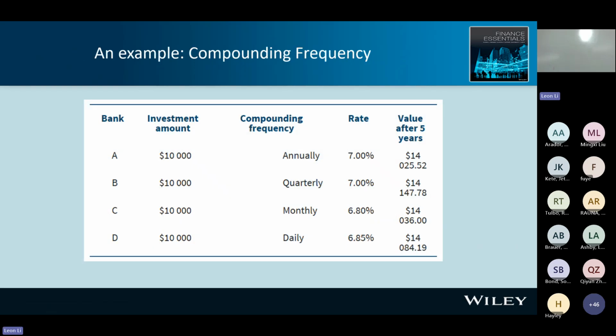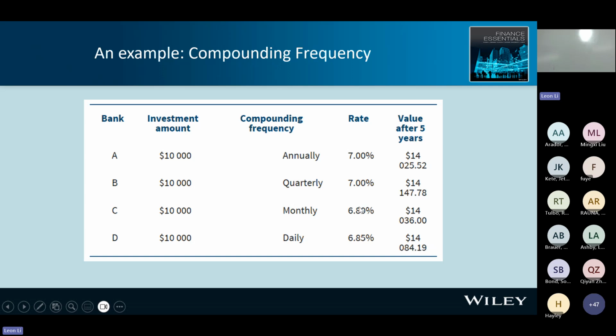We have an example for you to practice the compounding frequency. Here we have the initial investment, 10,000, and banks A, B, C, D. The compounding frequency is annually, quarterly, monthly, and daily. This column is the rate, an annual rate or 1-year rate. Please note you have to convert the rate, or adjust the rate, according to payment frequency. And finally, we calculate the value after 5 years. So future value at year 5. This is the answer.